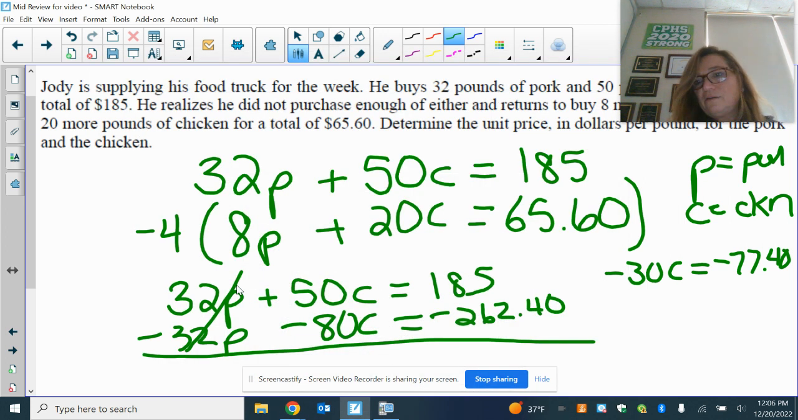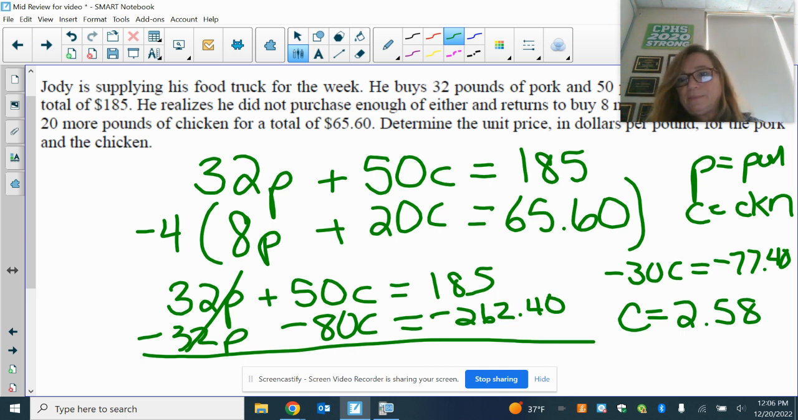$2.58. Okay, chicken is $2.58. I have no idea what the price of chicken is, but it seems like a good deal to me. Okay, so I'm going to take that $2.58. I just want to write it down. And I'm going to plug it in for the chicken.